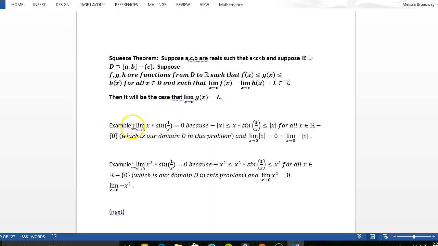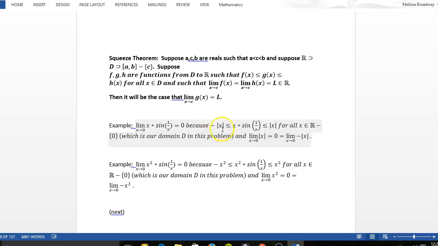Here's an example. Take the limit as x goes to 0 of x times the sine of 1 over x. We claim that that limit is 0, and it is, but we need the squeeze theorem to justify it. Why is this limit 0? Because, let's do a squeeze. Let's just consider our domain to be all non-zero real numbers, everybody but 0, okay?